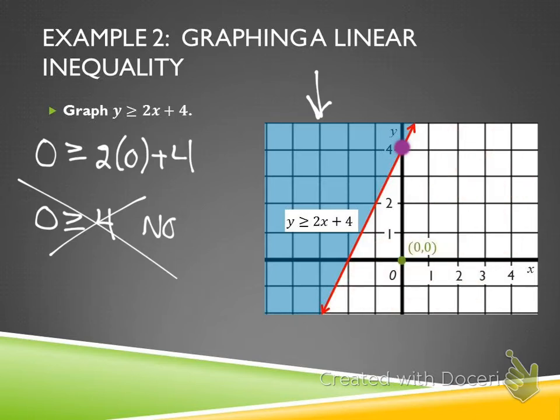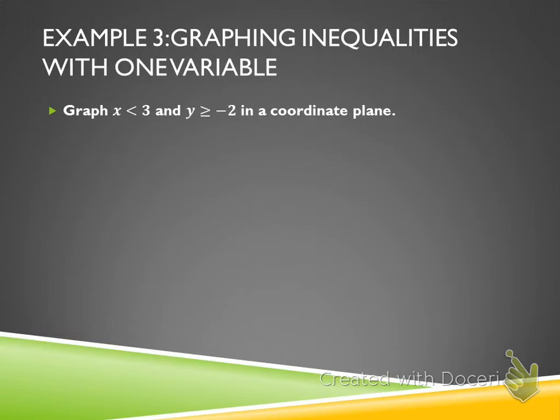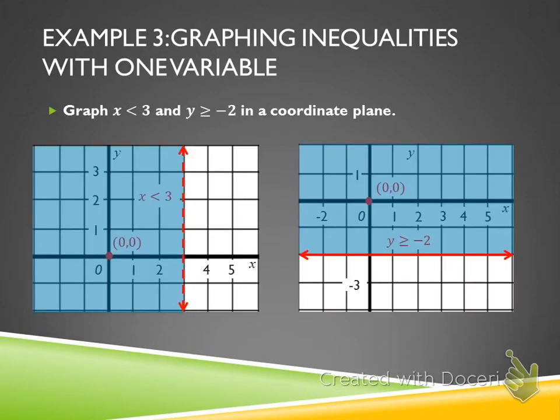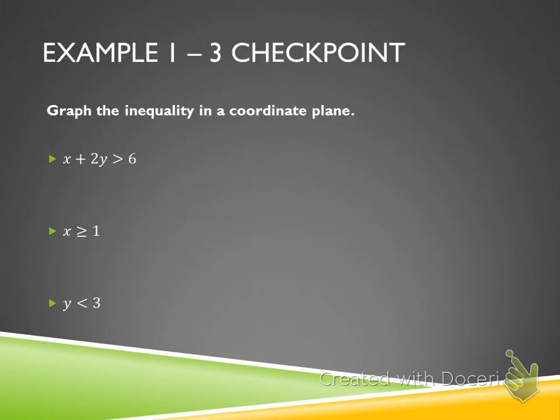You think you can try one? I know you can do it. Okay, I want you to try this one right here. X plus 2y is greater than 6. This first one, just the first one. Now, what do you notice right off the bat, though, about this inequality?